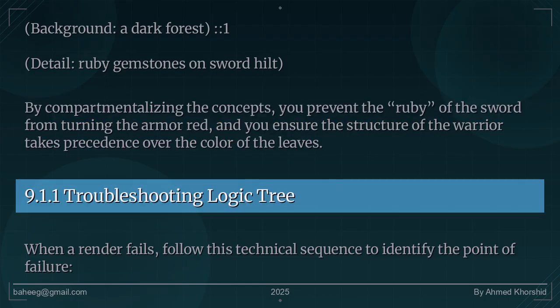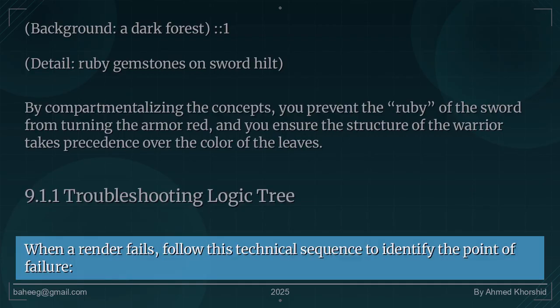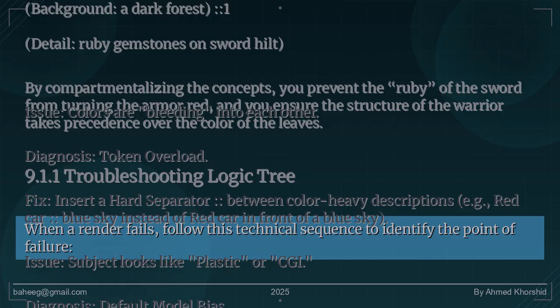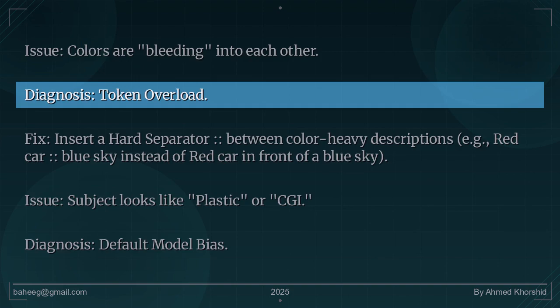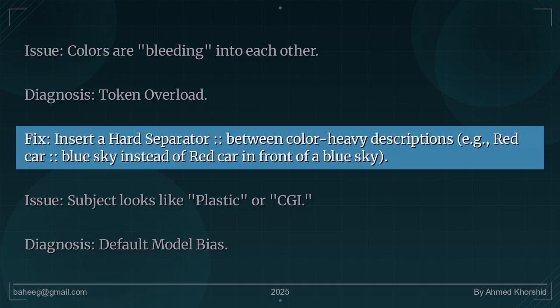9.1.1 Troubleshooting Logic Tree. When a render fails, follow this technical sequence to identify the point of failure. Issue: colors are bleeding into each other. Diagnosis: token overload. Fix: insert a hard separator between color-heavy descriptions, e.g., "red car, blue sky" instead of "red car in front of a blue sky."